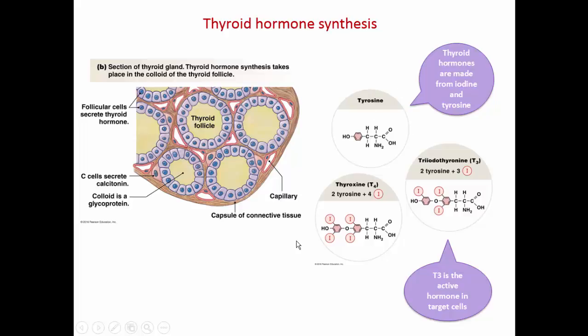We have 2 forms of thyroid hormone, thyroxine, also known as T4, and triiodothyronine, also known as T3. It's known as T3 because it has 3 iodine atoms within the thyroid hormone. T4 has 4 iodine atoms within the thyroid hormone. It's important to note that T3 is the active hormone in target cells.